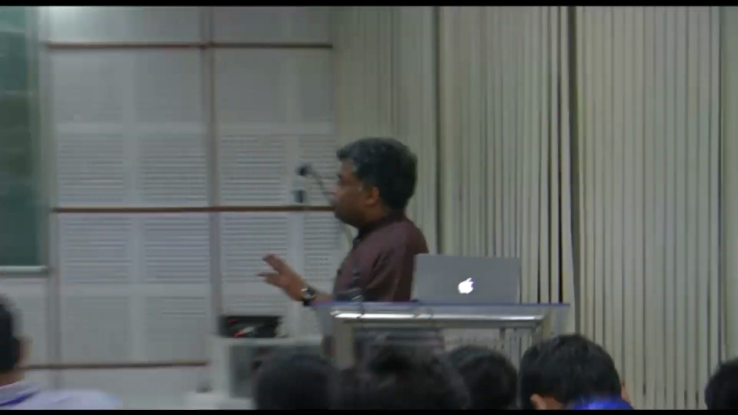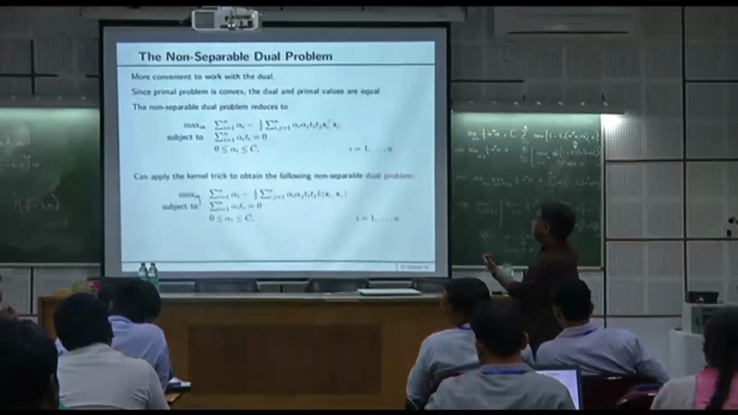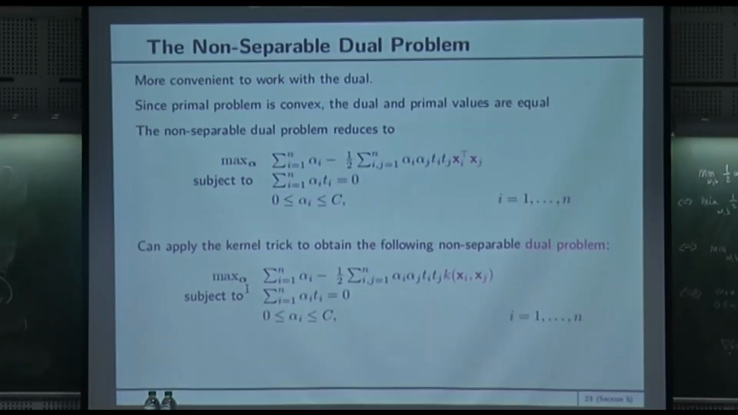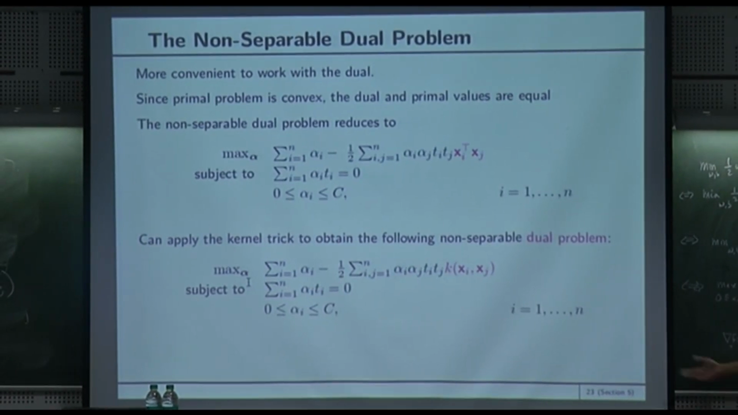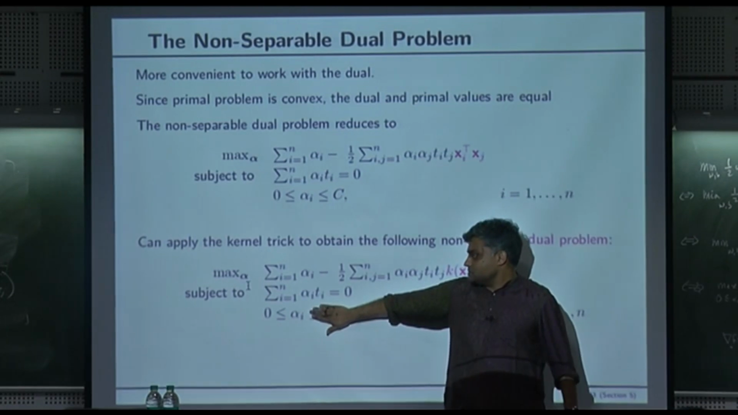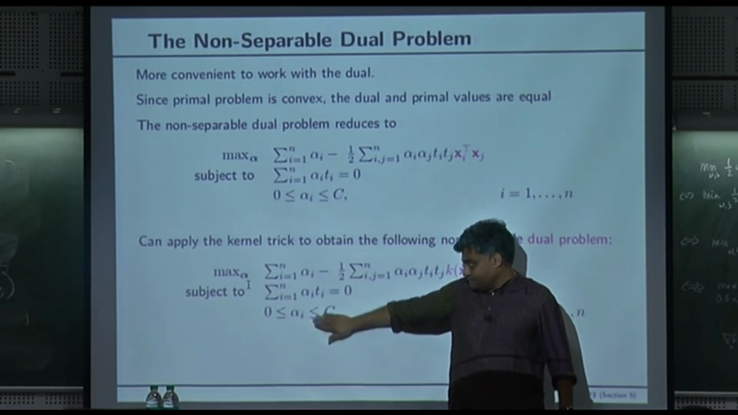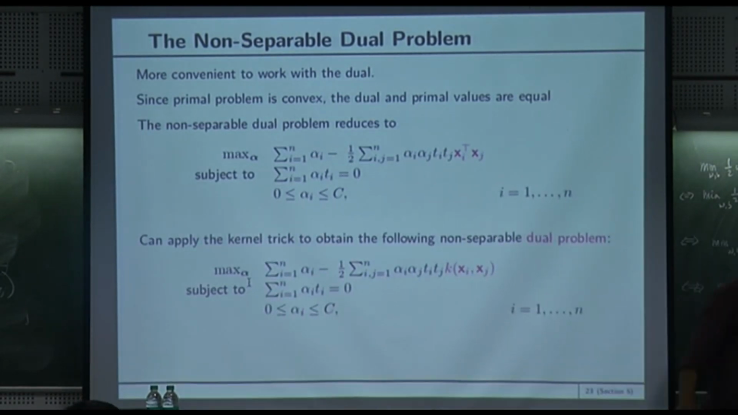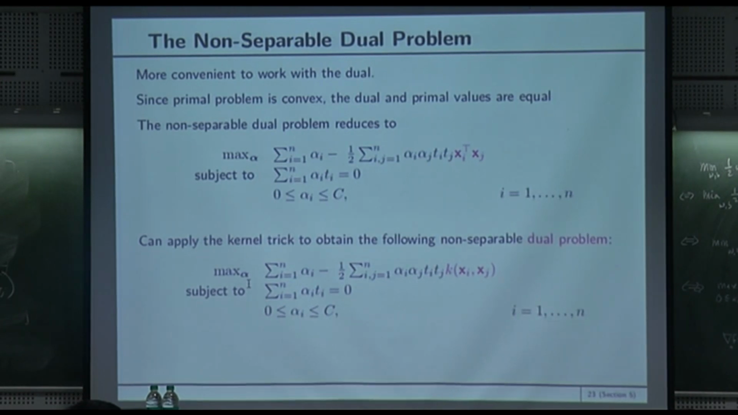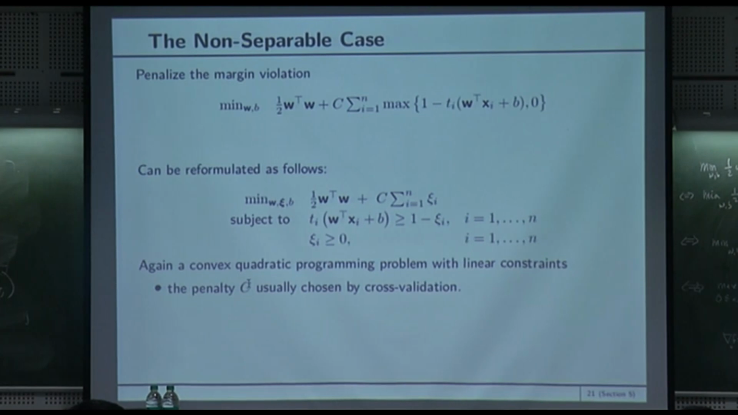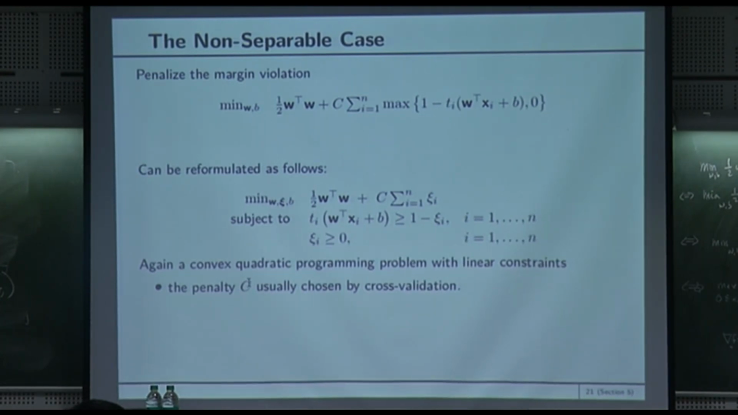All right, so whether the problem is separable or not separable, at the end of the day, what is the difference that happened? If the problem was separable, we just didn't have this. Everything else was the same. If the problem is not separable, you end up getting a cost C. How do you get that C? By cross-validation. So going back one more slide, the penalty C is chosen using cross-validation.